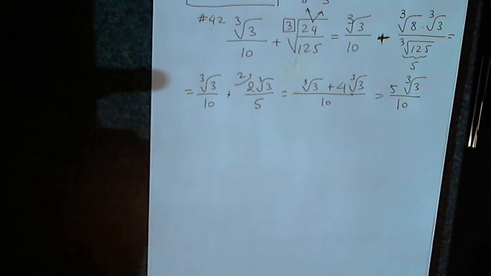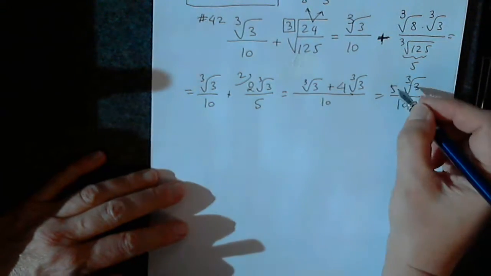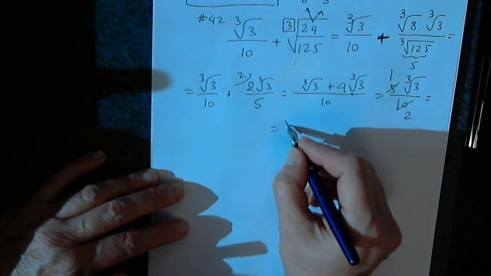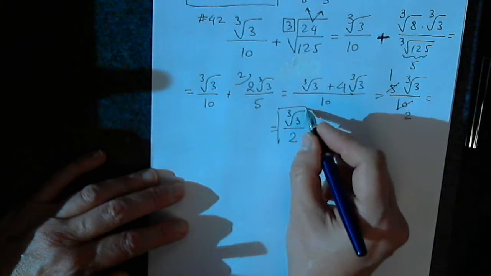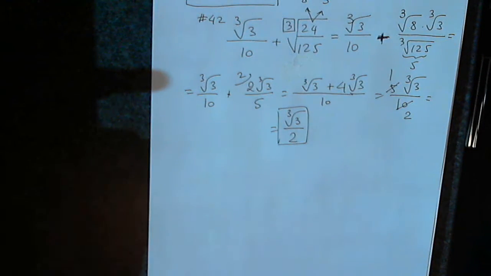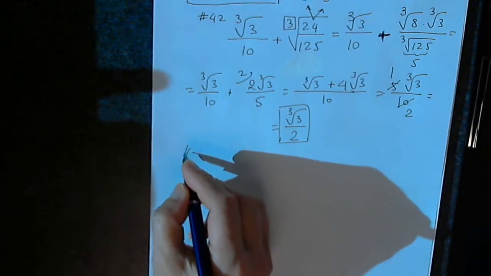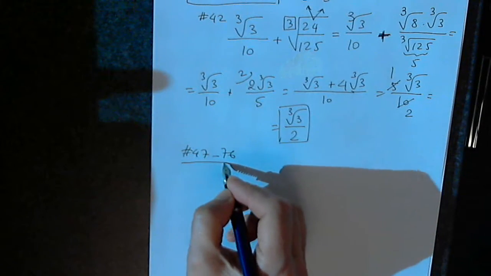But now I see that 5 and 10 have a common factor of 5, so 5 divided by 5 is 1 and 10 divided by 5 is 2. So the cube root of 3 over 2. That's the final simplified form. Now the next set is more complicated, and that's the last set for this section through 76.